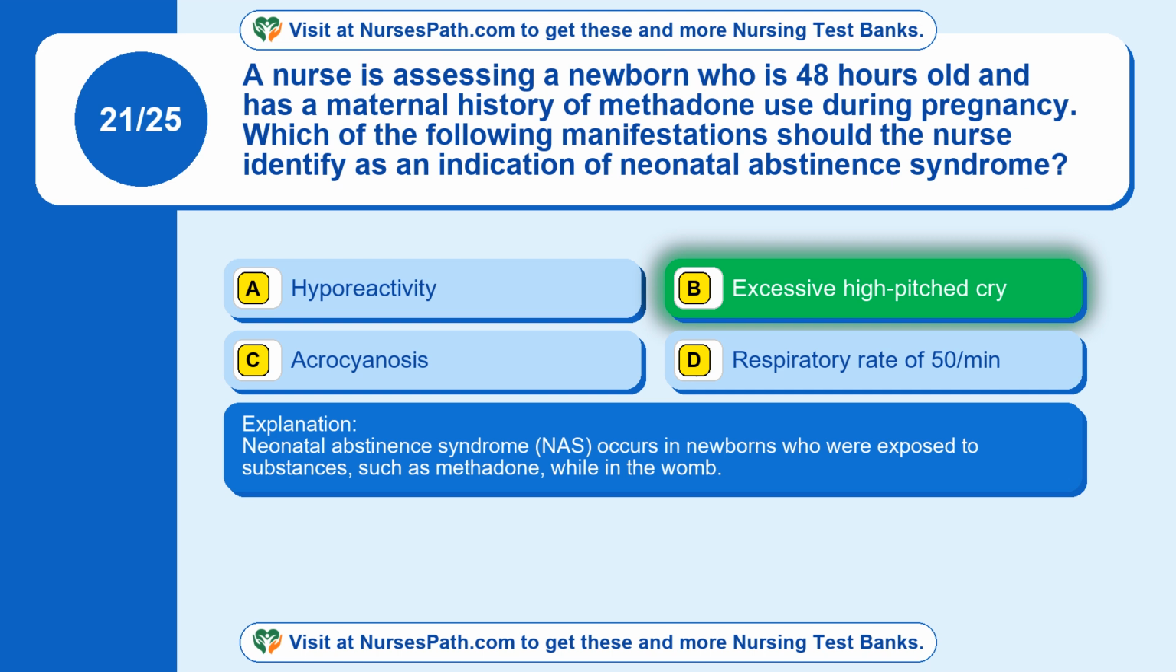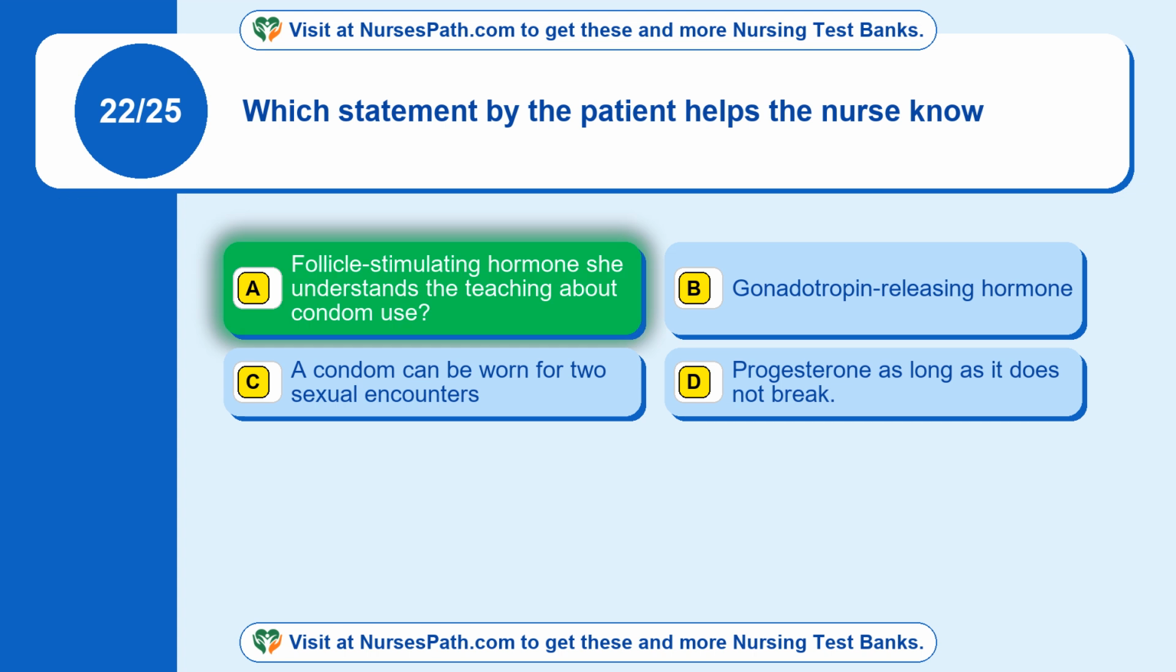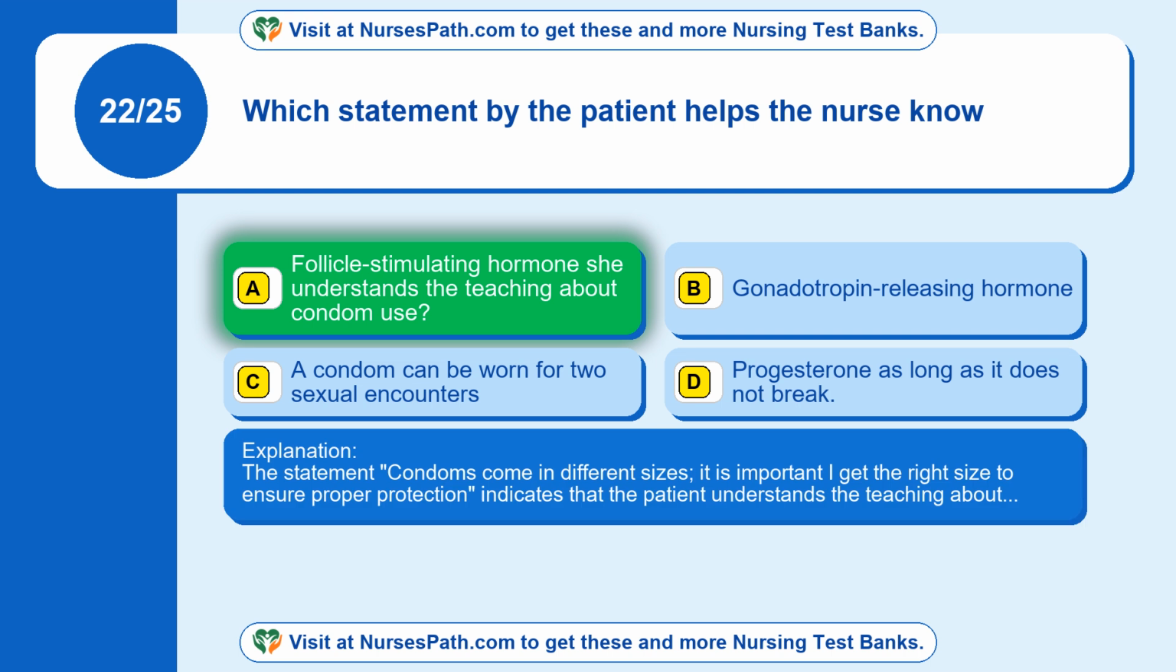Question 22. Which statement by the patient helps the nurse know she understands the teaching about condom use? Option A. Follicle-stimulating hormone. Option C. A condom can be worn for 2 sexual encounters as long as it does not break. The correct answer is option A. The statement "condoms come in different sizes. It is important I get the right size to ensure proper protection" indicates that the patient understands the teaching about condom use.